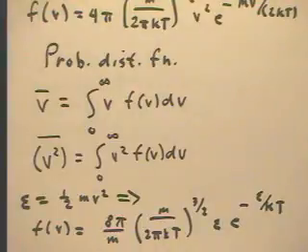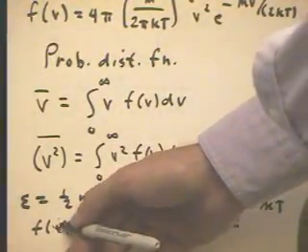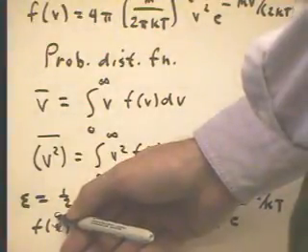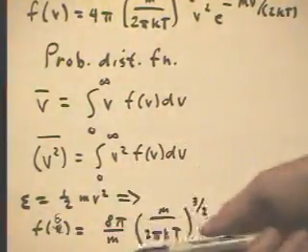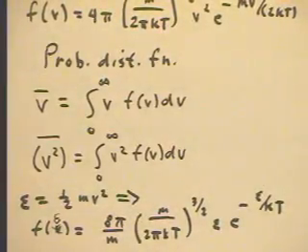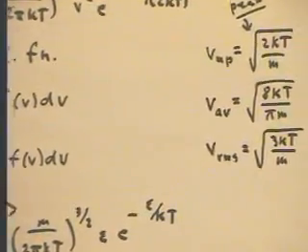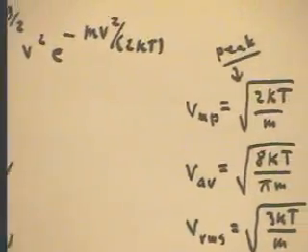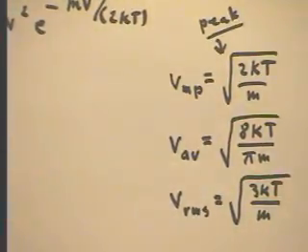Now, I carelessly wrote down f of v. I should have written down f of epsilon, because now, of course, this is a distribution function for the energies. Using standard techniques of calculus, we can find the most probable.